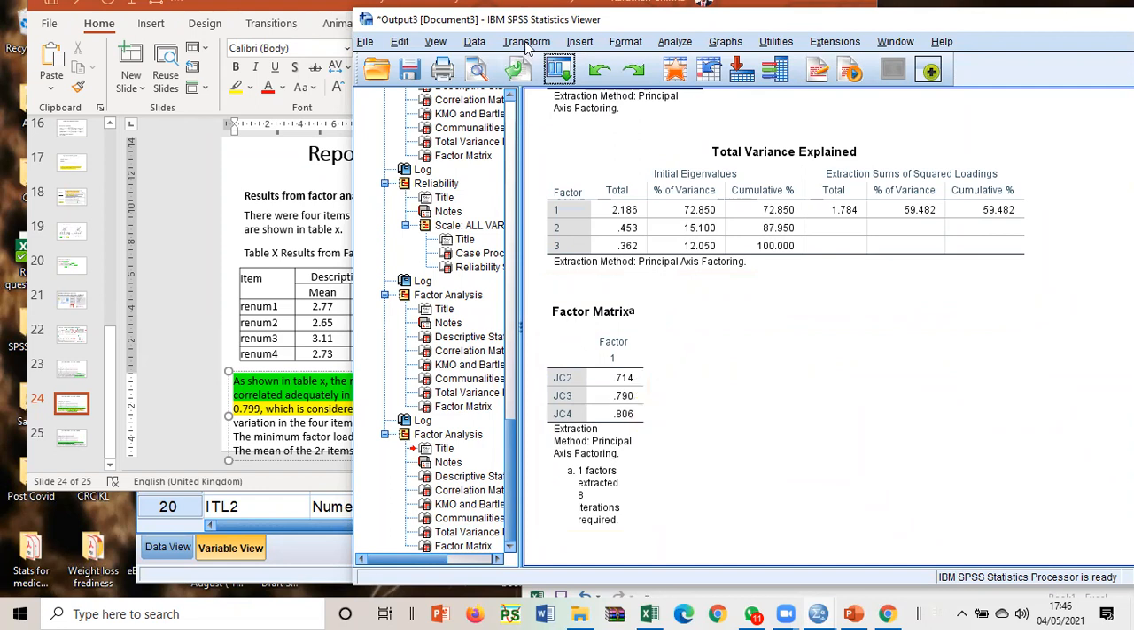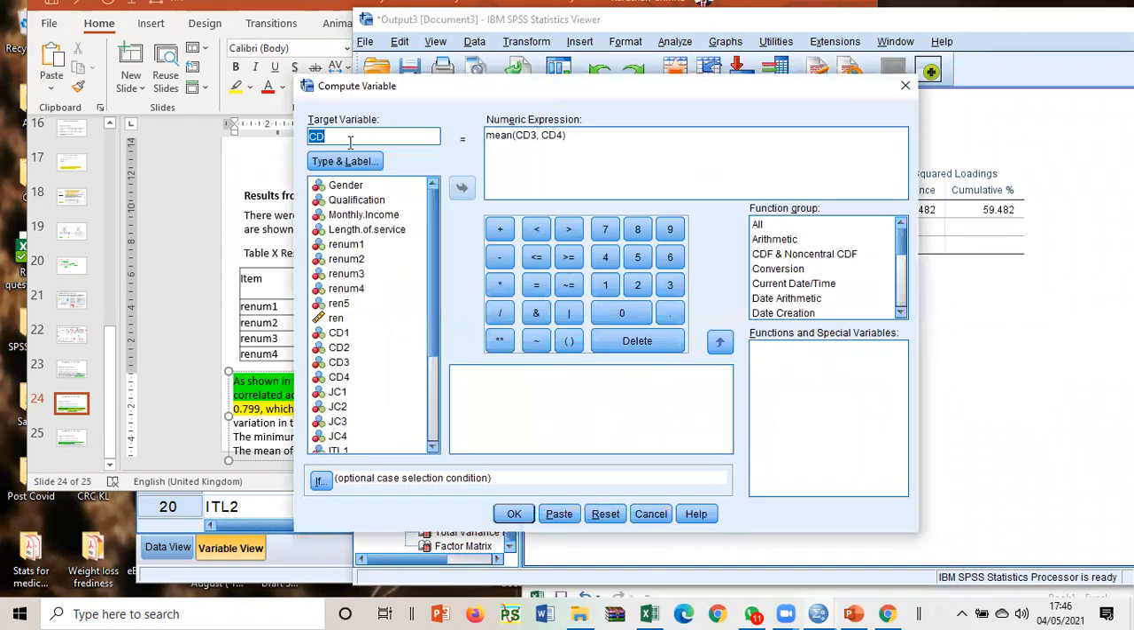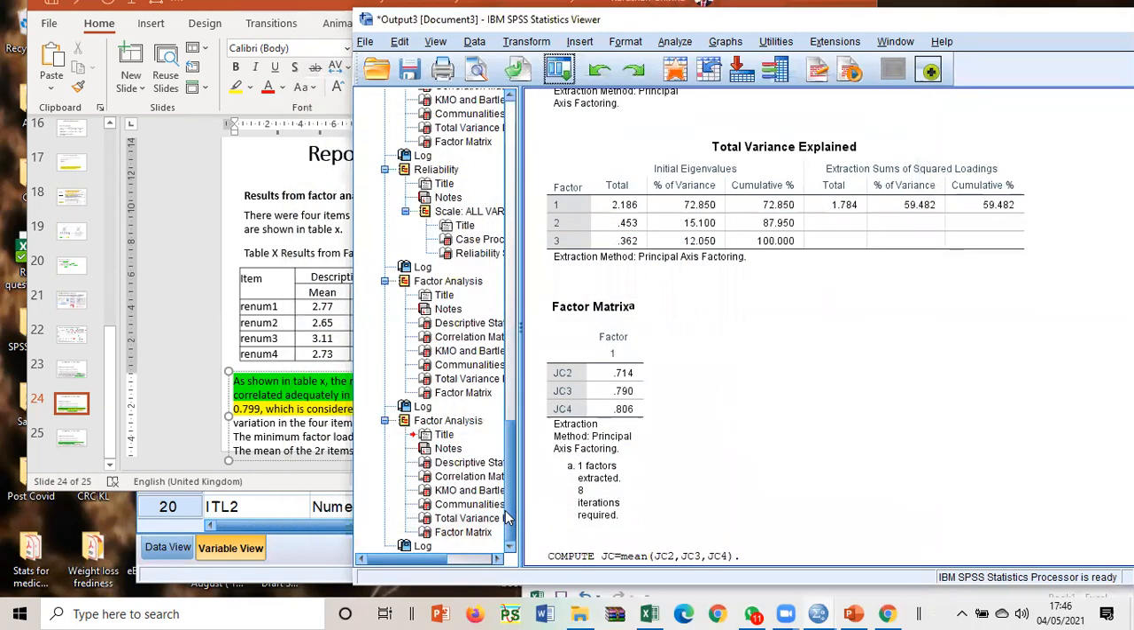If I do this now, I'll compute this for which variable? JC. I'll do the mean for JC2, JC3, and JC4. So these 3 are strong indicators of JC. All right? Yes. All right.